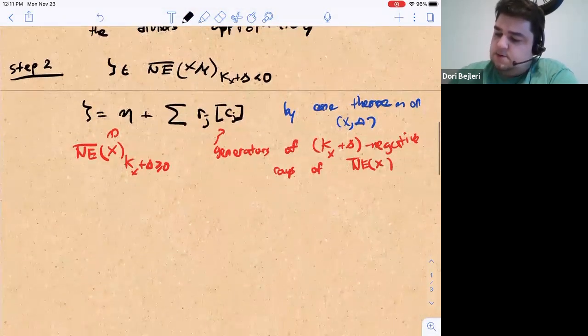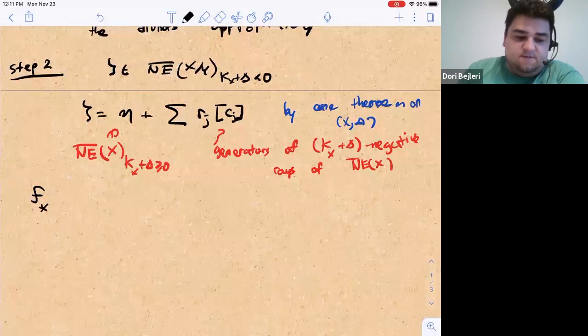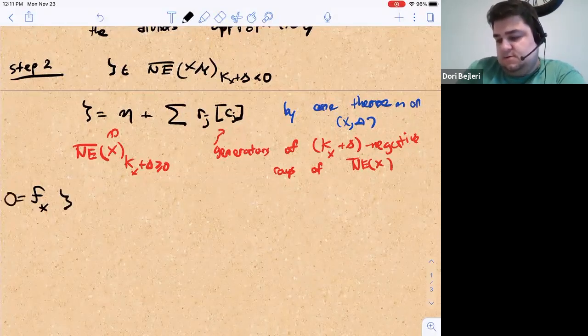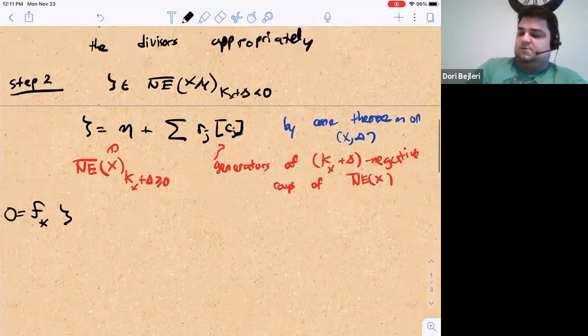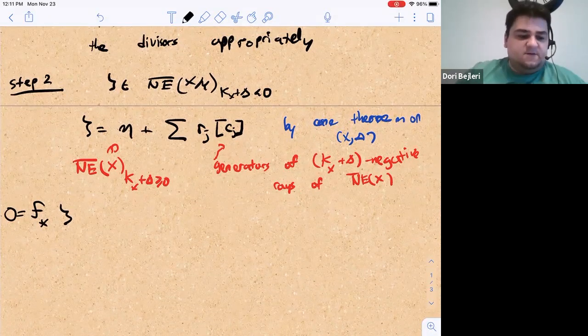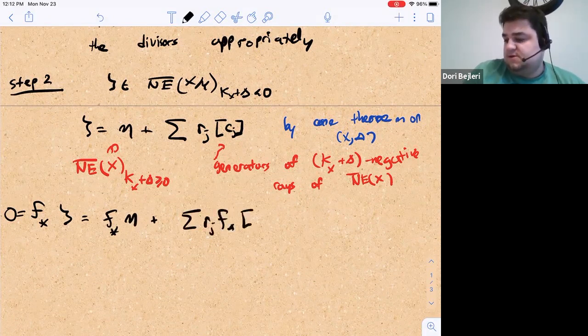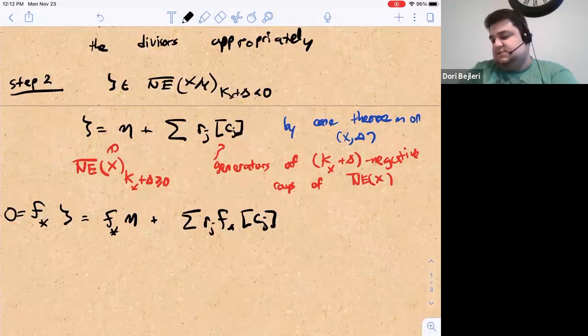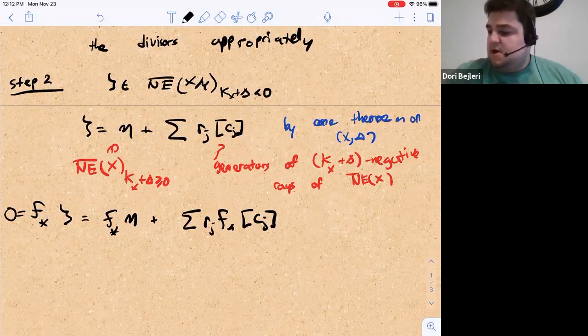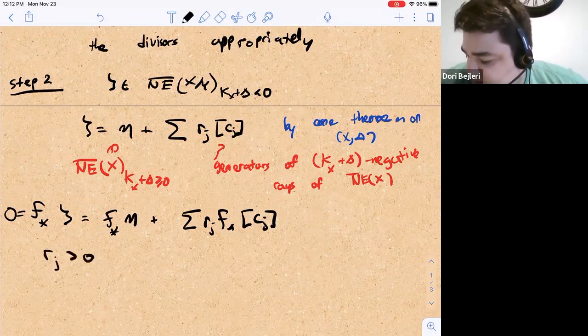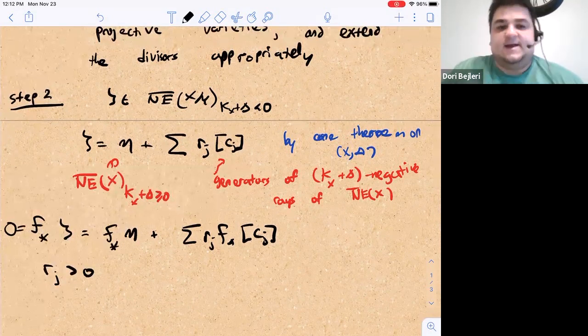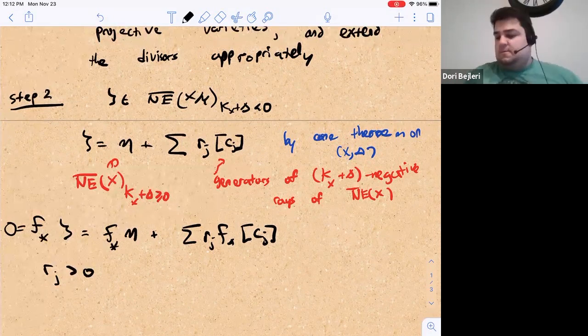Okay, and now we know that the push forward of this ψ is 0 because it's contained in the fibers. By definition, ψ is some pseudo-effective class in the fibers of f, so when we push it forward, we get 0. On the other hand, this is the same as the push forward of η plus the sum of R_j push forward of these curves C_j. And the other observation is that because ψ is pseudo-effective and these C_j are actual generators for this cone, then the R_j are non-negative, or strictly positive in fact, because we're assuming some negativity about this ψ. So in fact, some of the R's have to be strictly positive. When we push forward, we get 0.